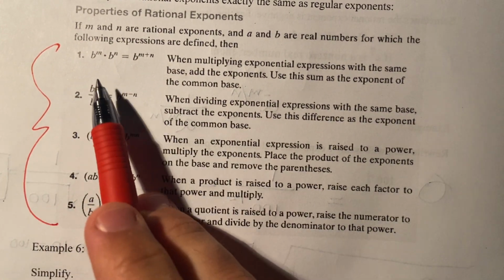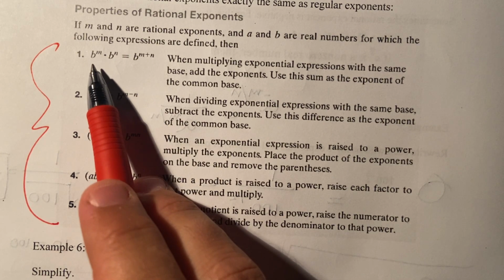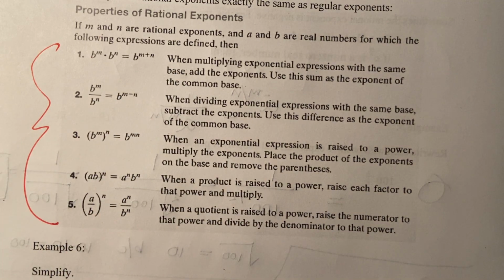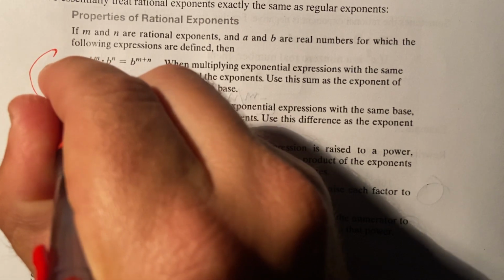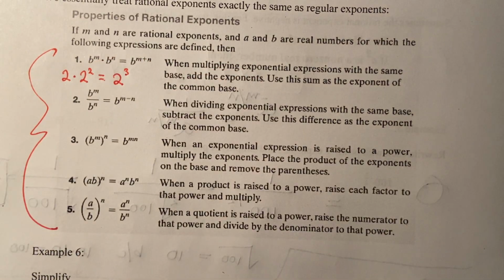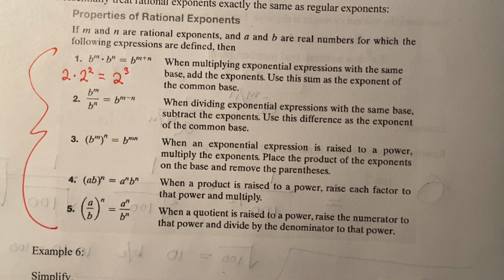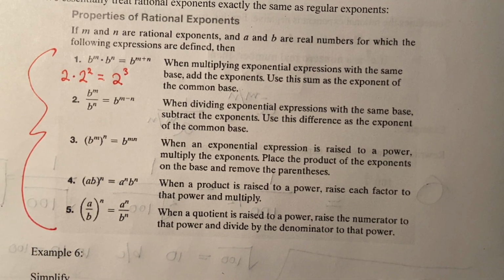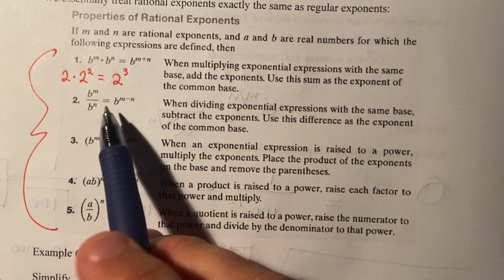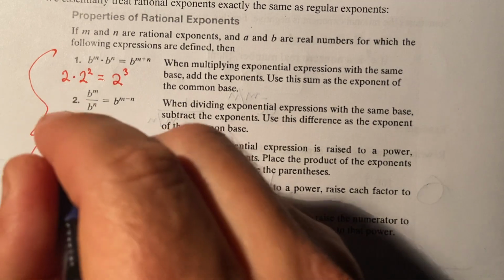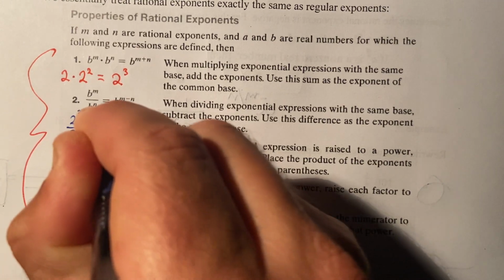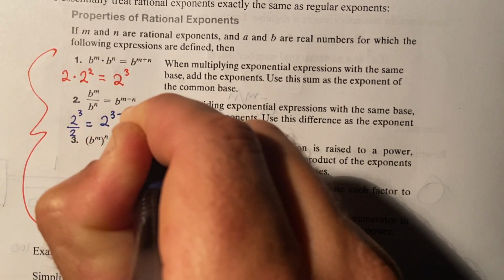Okay, so this first one says if you have the same base and those are raised to powers, that you actually add the powers. So for example, if you have 2 times 2 squared, that would be the same as 2 cubed. Number 2 is similar. If you have b to the m divided by b to the n, then you're actually subtracting. So if we had 2 cubed over 2, then that would be the same as 2 to the 3 minus 1, or 2 squared.